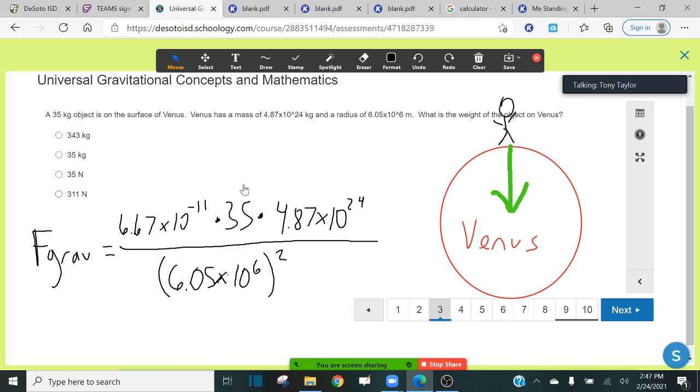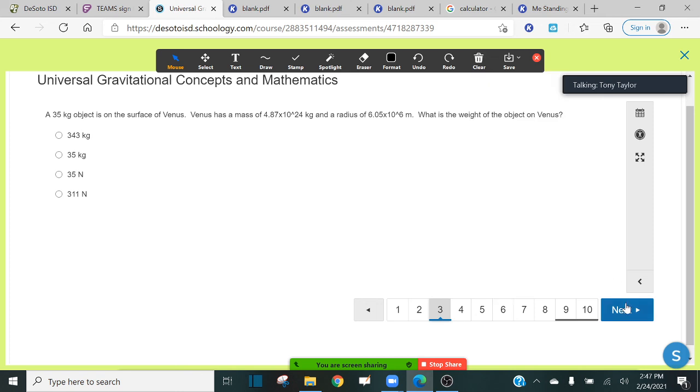All right, guys, I'm gonna clear my screen here. I'm about to move on. Again, I'm just doing enough of these so you guys can get the idea.